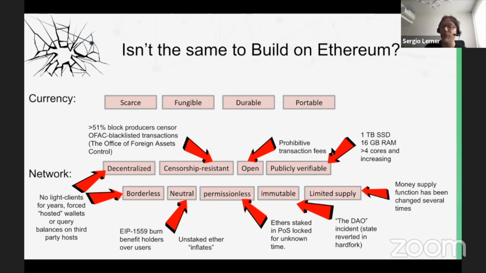For instance, it's not really immutable if the DAO incident reverted the state of the blockchain. And it's not really publicly verifiable if you need a huge computer with 1 terabyte of space and 16 or probably 32 gigabytes of RAM to run a node, right? So these currency properties are not free. So that's why we build on top of Bitcoin, but we need to build in layers, right? To make different trade-offs than the ones core Bitcoin makes, right?